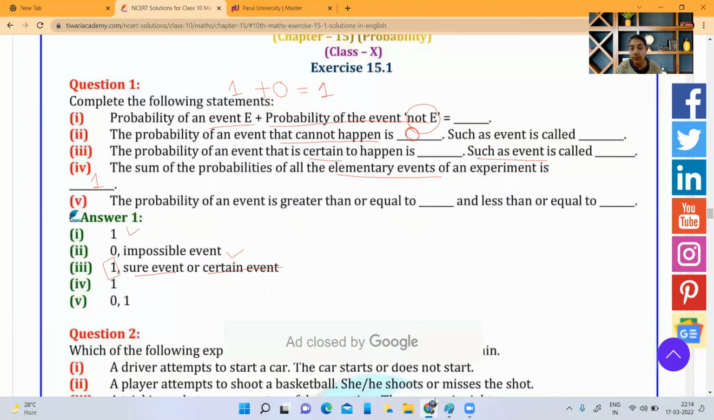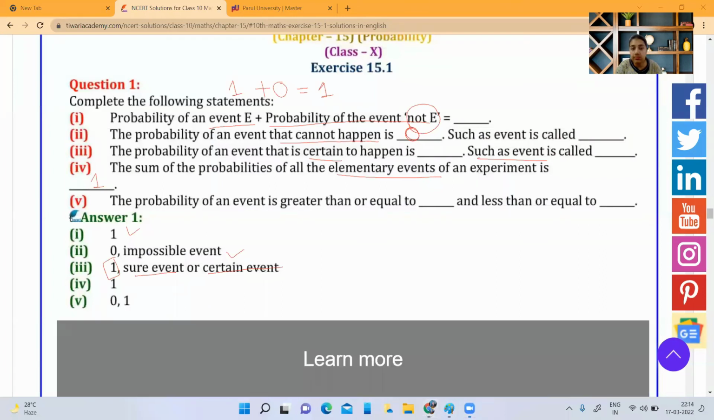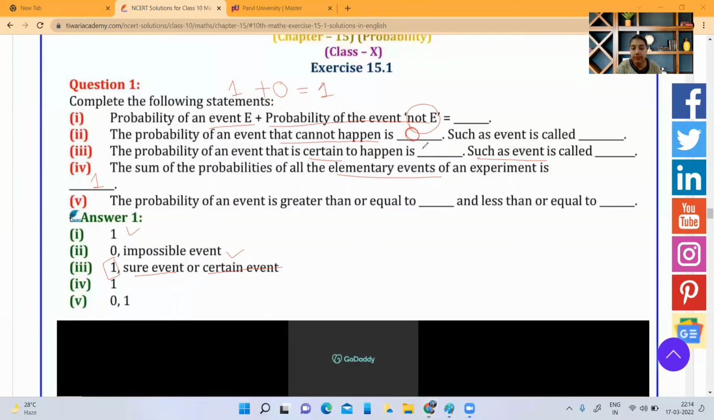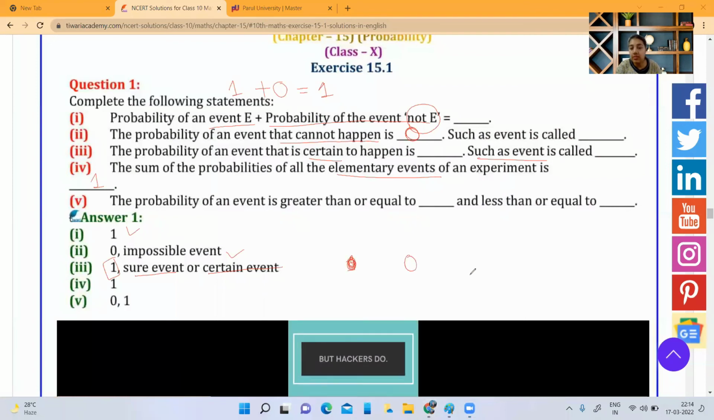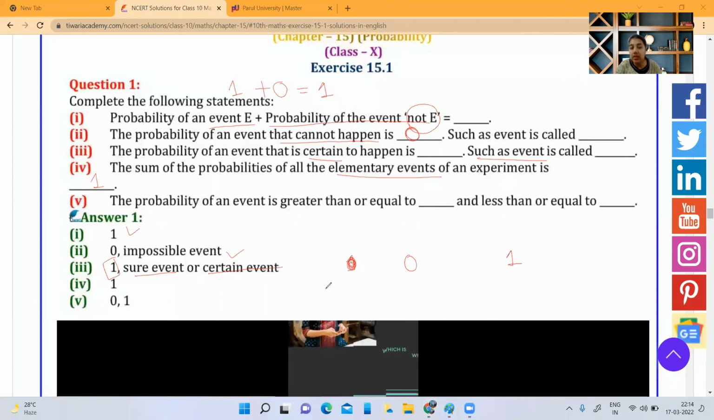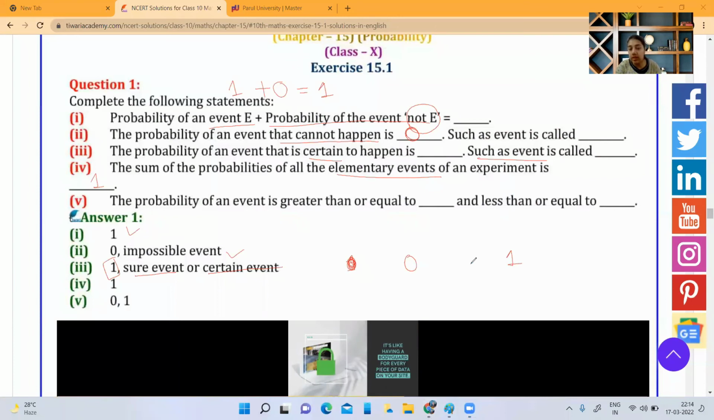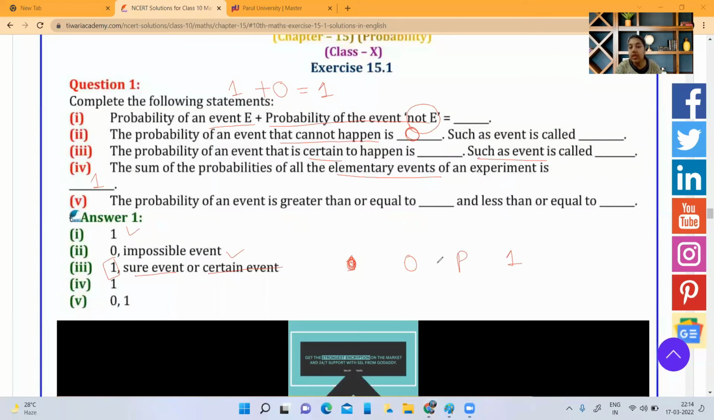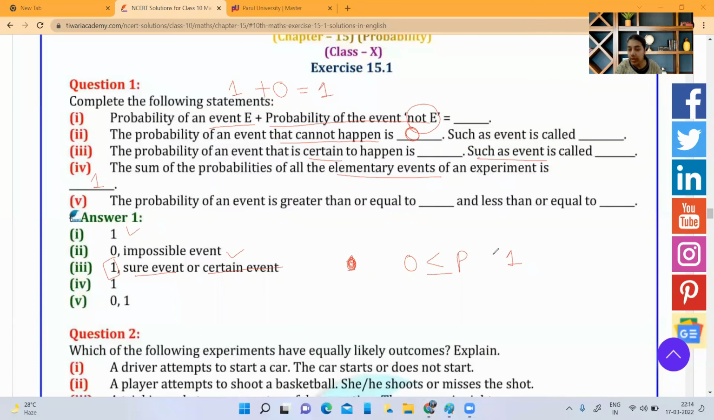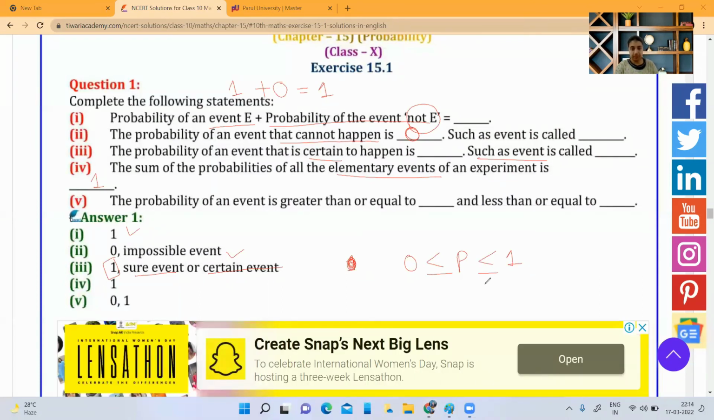Let me show you how. For example, the probability of not getting an event will be 0. The probability of getting an event will be 1. Now all the rest of the possible outcomes will lie between 0 and 1. So the probability for any event can be equal to or greater than 0. We write it like this, or can be less than or equal to 1. So you can say that, right?